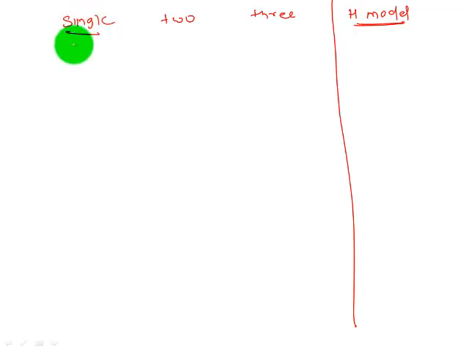Now, what is single stage? If I tell you what was the last dividend, and then henceforth every year the dividend will grow at the rate of 6%, then it's a single stage model.